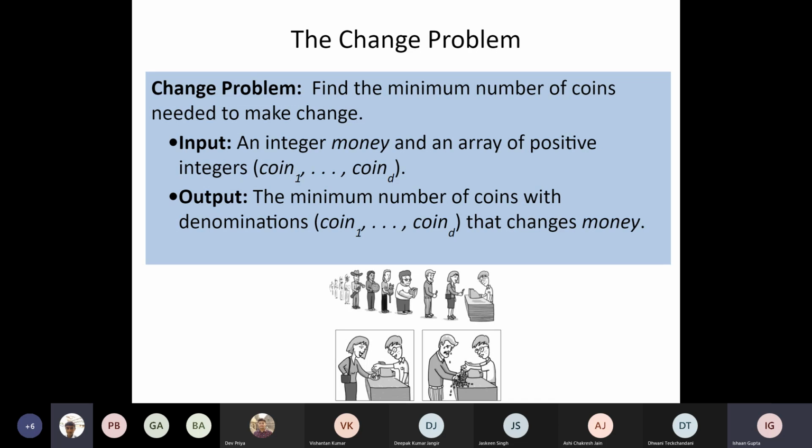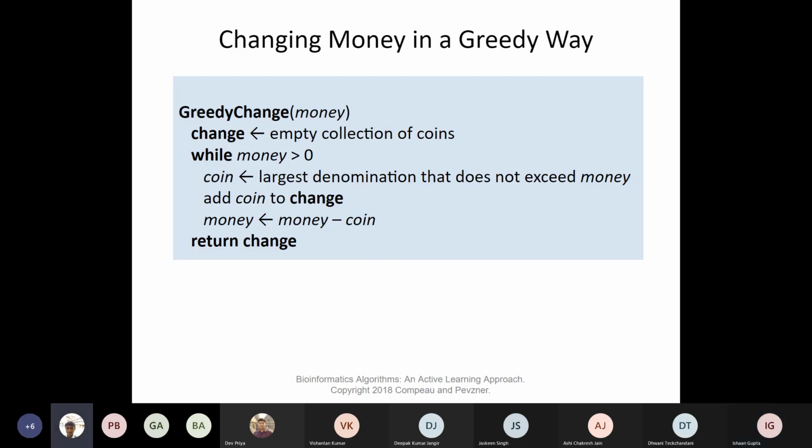And an array of positive integers which represent the denominations of coins that you have, like 10 rupee coin, 5 rupee coin, 1 rupee coin. And the output is the minimum number of coins with those denominations, because nobody likes to have change. Now, this is an example of a greedy algorithm.